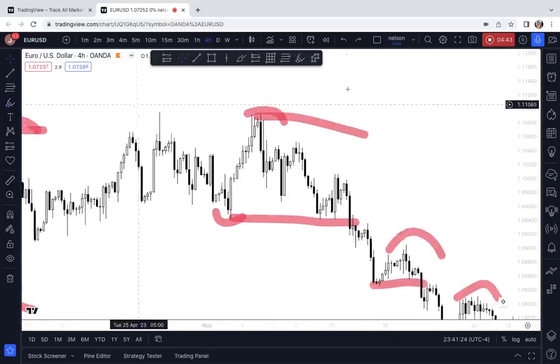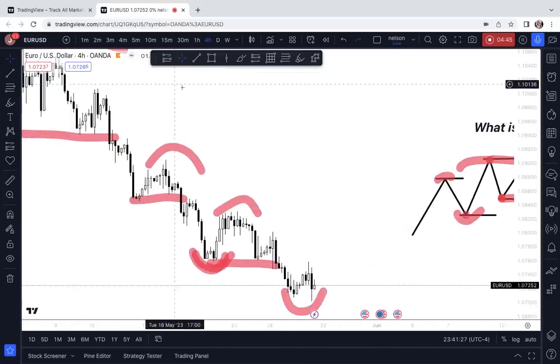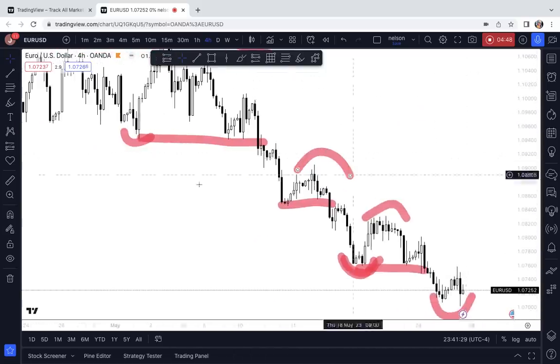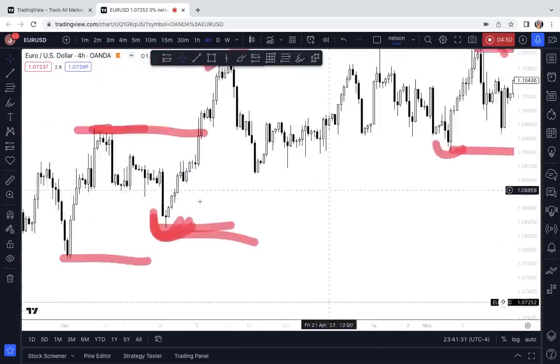So this is just a simple trading range market structure video. I hope you enjoyed it, right? And in the next video we will be talking about change of character.